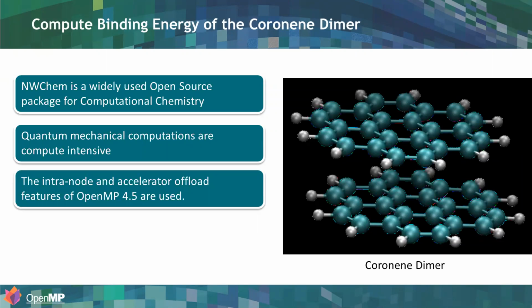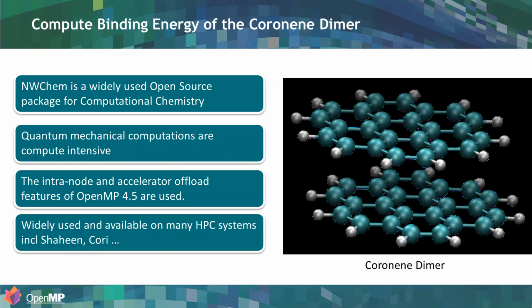So intranode means adapting the software so it uses the cores of an SMP system efficiently. And accelerator offload means offloading computations on the GPU accelerator, for instance, and getting the results back to the host, which is then the SMP system. So this NWChem is a widely used open source package, and it's available on many HPC systems, including Shaheen in Saudi Arabia and Cori in the US.